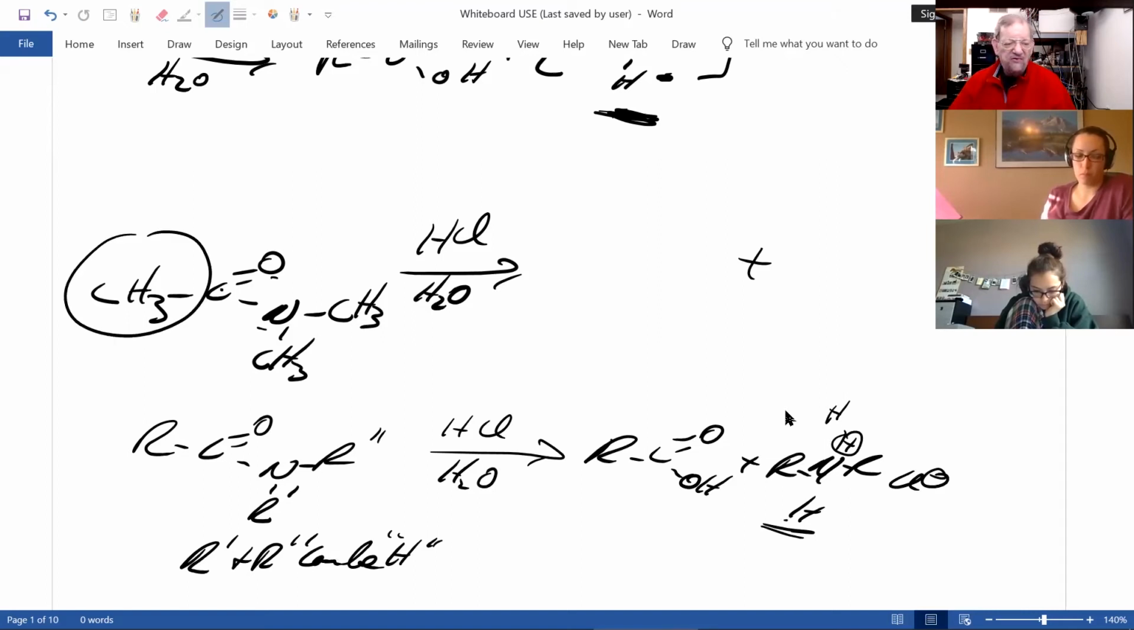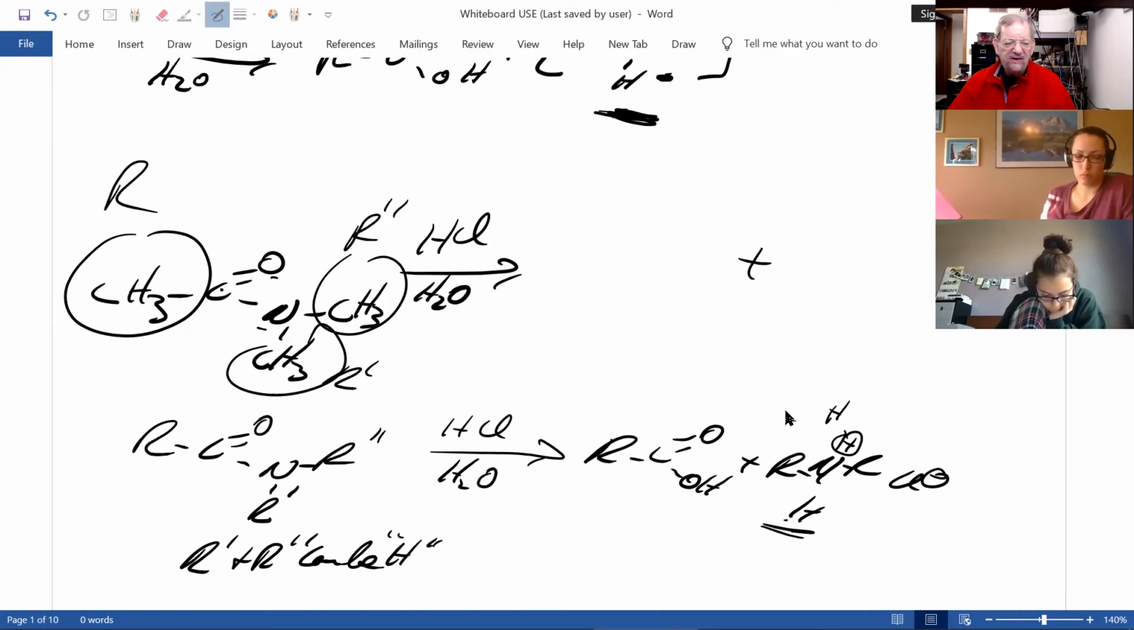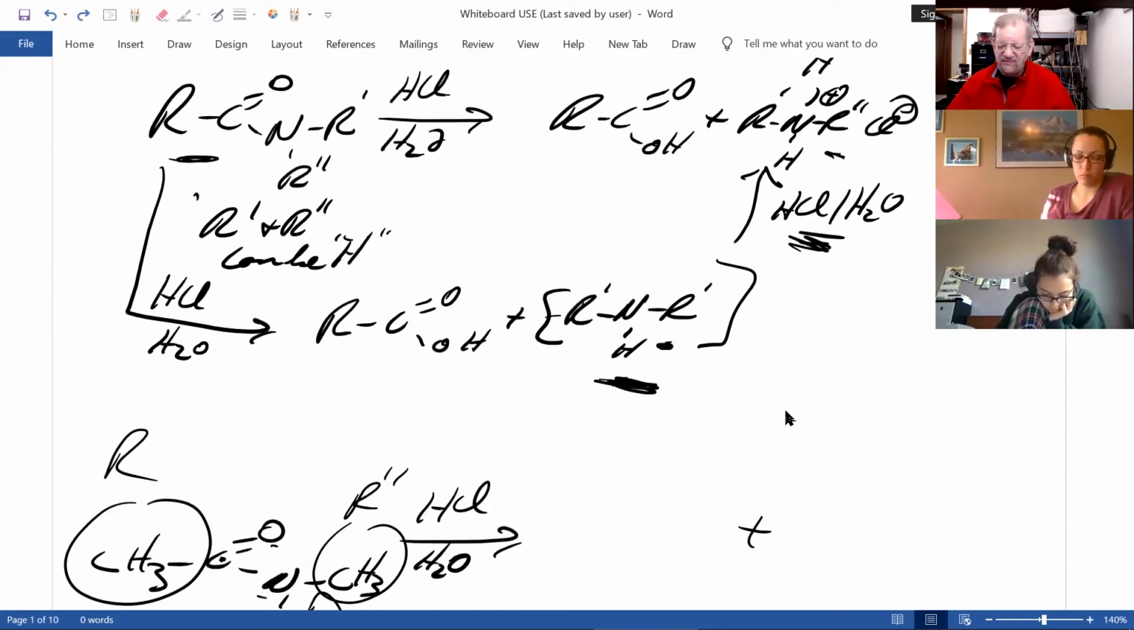So here's our prime, here's our double prime. Keep your eye on the carbonyl carbon, becomes this carbon. Whoops.